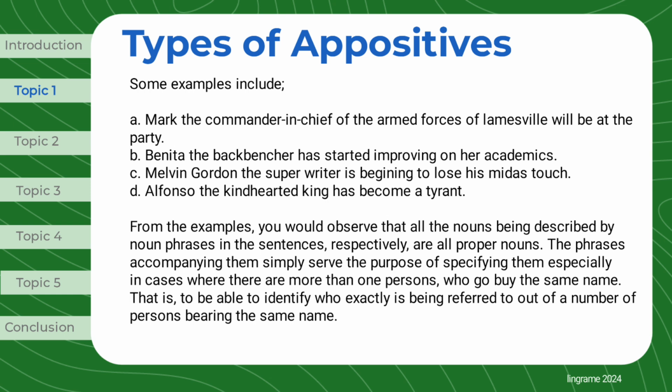Benita the backbencher has started improving on her academics. Melvin Gordon the superwriter is beginning to lose his Midas touch. Alfonso the kind-hearted king has become a tyrant.